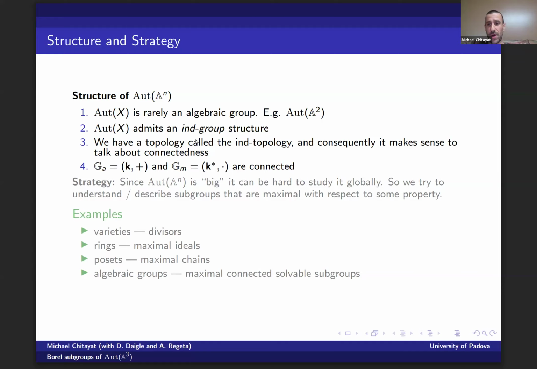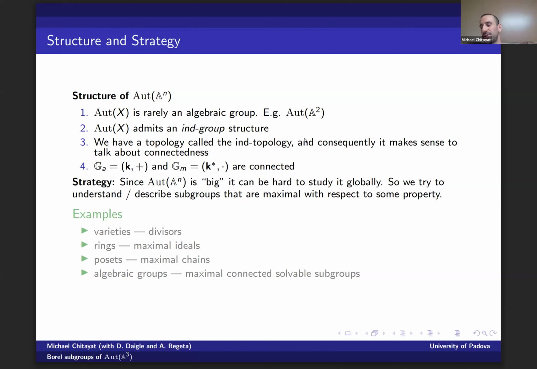And for the purpose of this talk, the only thing that you really need to remember is that these two objects, G_a, which is the base field K with addition, and G_m, which is given by the non-zero elements of K with multiplication, are connected both as algebraic groups and as ind-groups. And so how will we proceed going forward? Basically, since Aut A^n is so big, quote unquote, it can be hard to study it globally. And so what we try to do is describe its subgroups that are maximal with respect to some property.